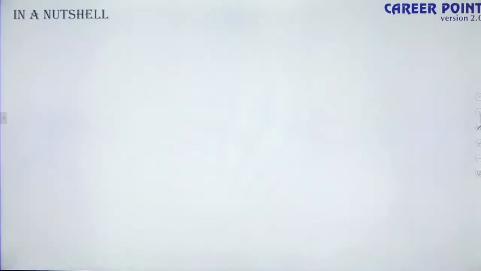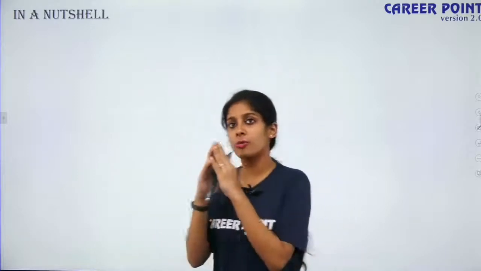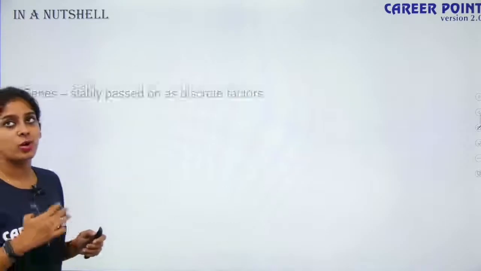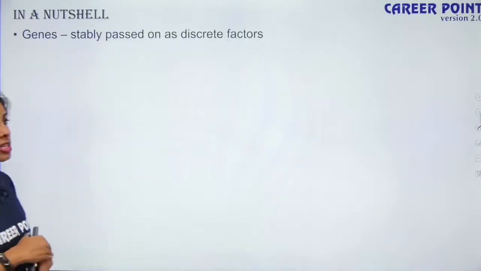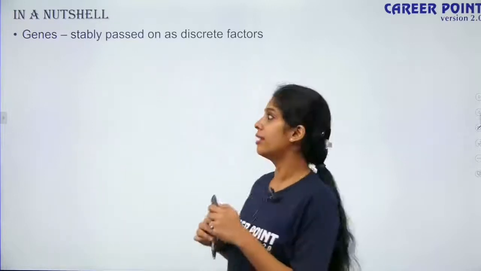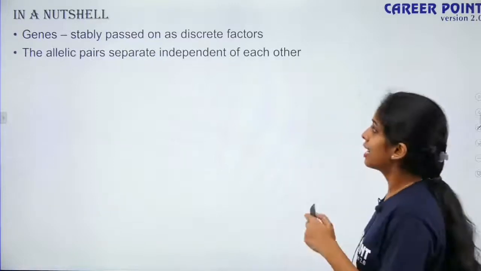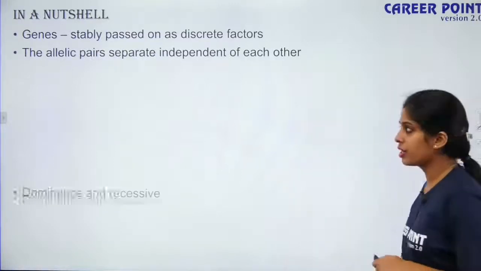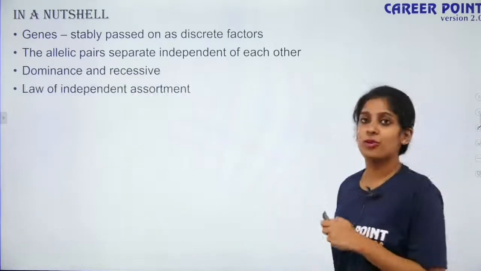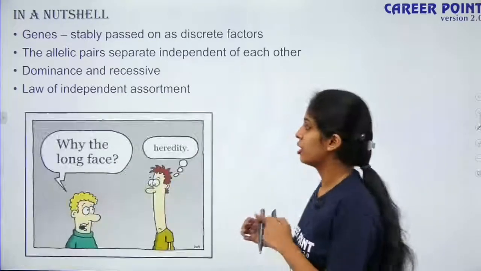Fine. So in a nutshell, what did we discuss? I think this was pretty saturating because we spoke about both your monohybrid cross and dihybrid cross as well. So quickly summarizing what we spoke for an hour. Genes are the ones that are stably being passed on from one generation to other, and Mendel called them discrete factors, which are later known as genes. So the allelic pairs separate independent of each other. You have what is called dominant and recessive alleles. Then we spoke about the law of independent assortment, law of dominance, and law of segregation, right?